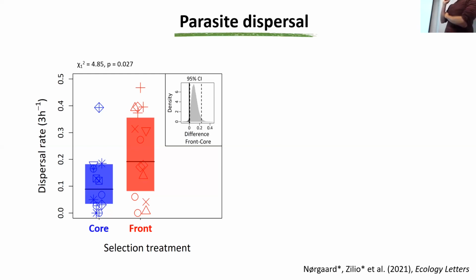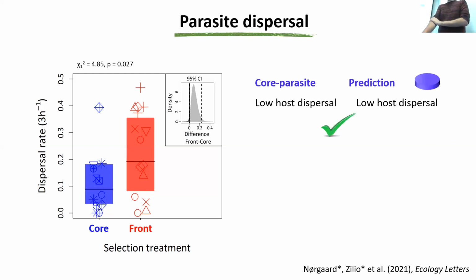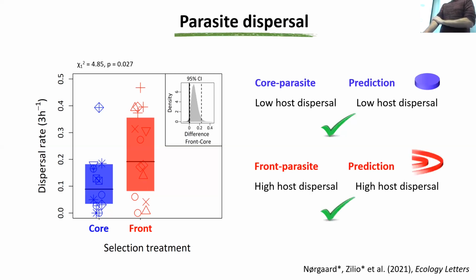This is highly significant. It's actually twice the level of the core. So the parasite that evolved at the front is now allowing the host to disperse more. And this is basically what we expect: low dispersal at the core and evolution of high host dispersal at the front.